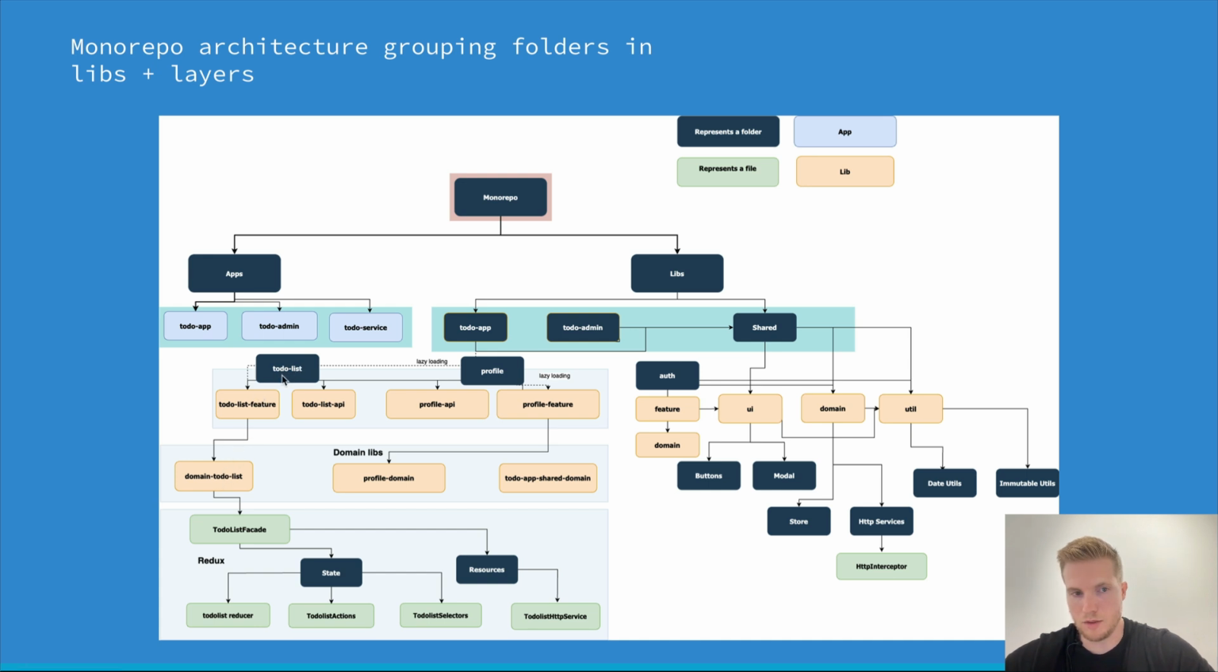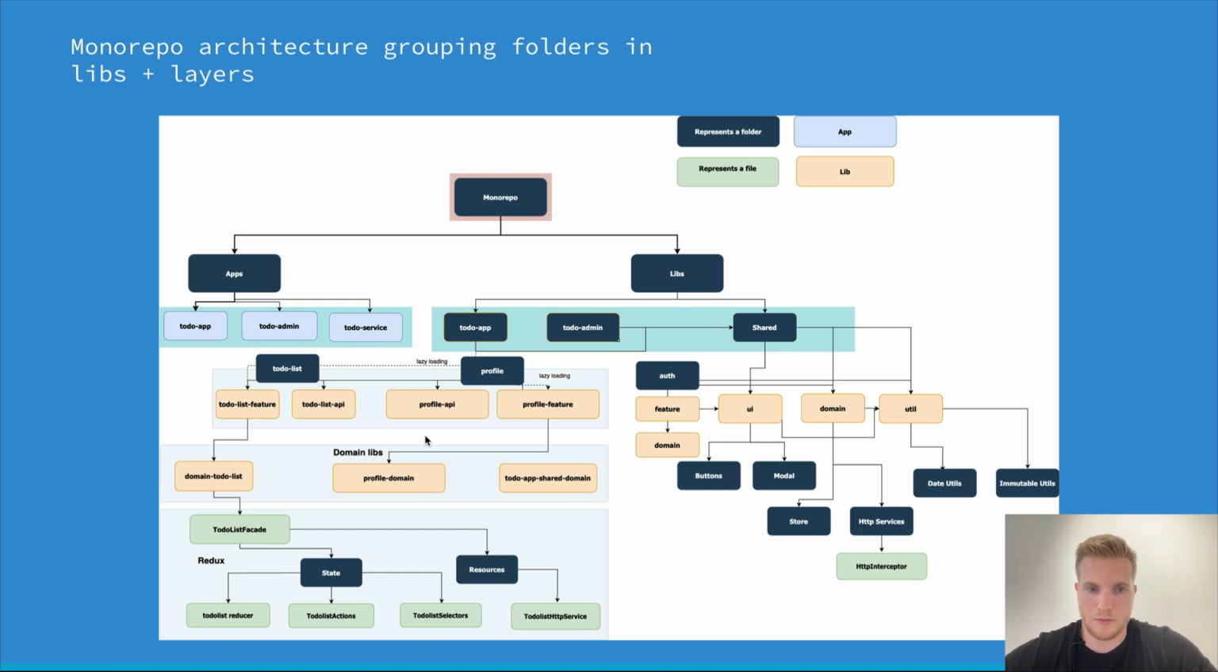Usually I would do it like in the folder structure would be like to-do list, and then it will have a feature library and a domain library underneath this. This is just the actual name of the libraries that it will have. And with this approach, when a change is happening to the domain to-do list, then only affected projects will be retested and rebuilt. So it can really speed up things when you start to have multiple apps.